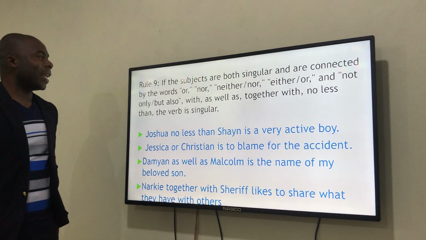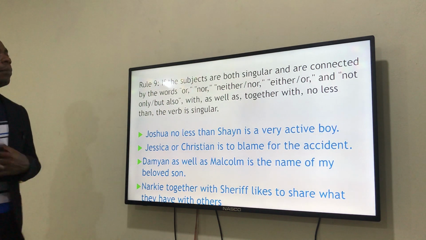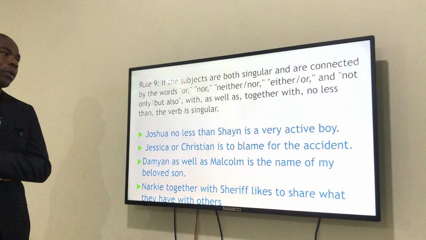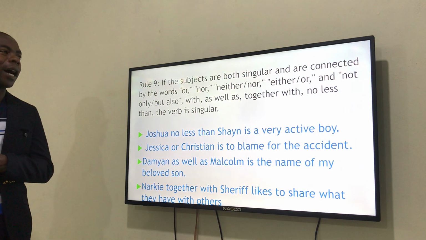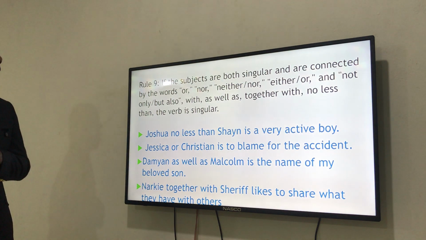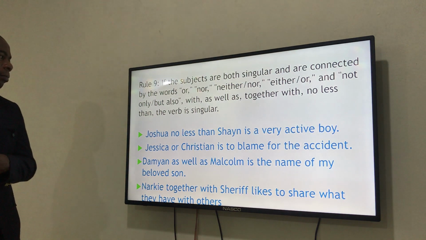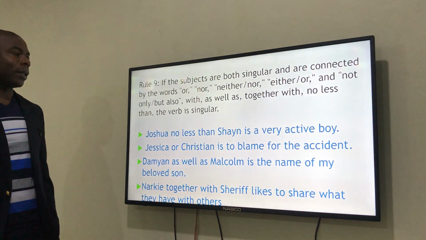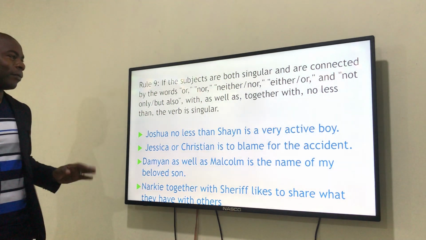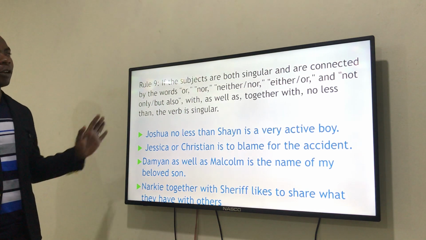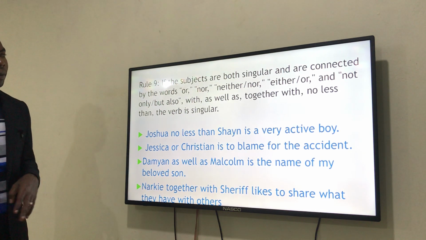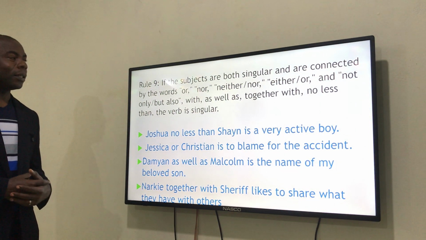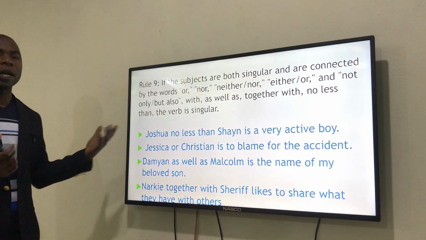And the rule number 9. If the subjects are both singular and are connected by the words or, nor, neither, nor, either, or, not only, but also, with, as well as, together with, no less than, the verb is singular. Take note. This one you may need to pause the video if you're watching it and take some notes out of this one.